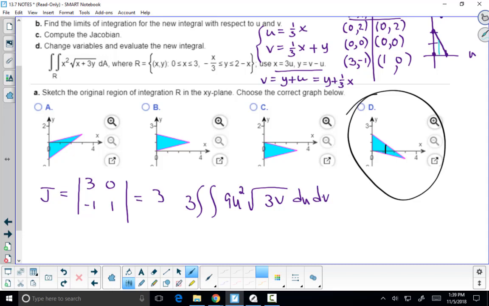So u is going to come 0. Oh, so I guess I should do. Did I do the right order? If I use a vertical element, it should be dv du. So the u's are on the outside going 0 to 1. The v's are on the inside going from 0 up to that line. That line has a slope of -2 and a v-intercept of 2. So -2u plus 2. Positive 2, positive intercept.